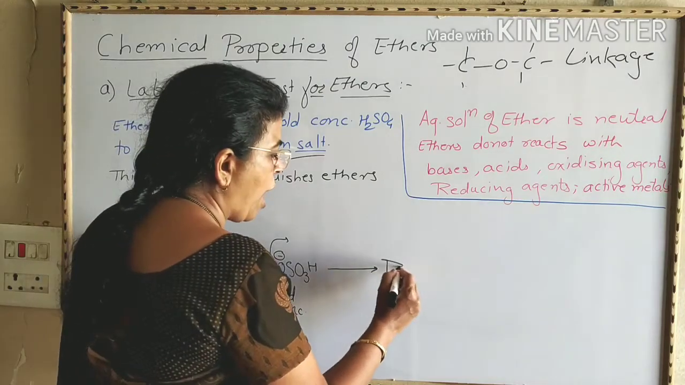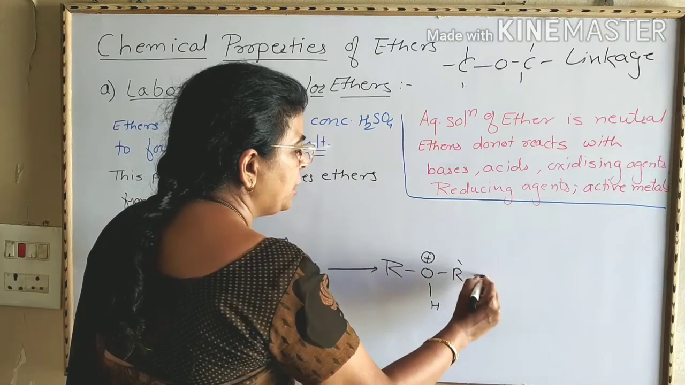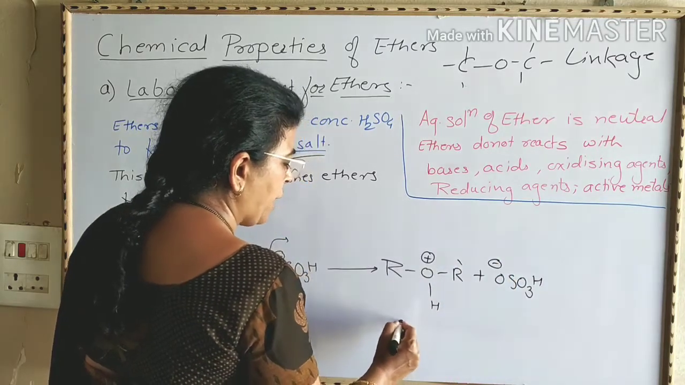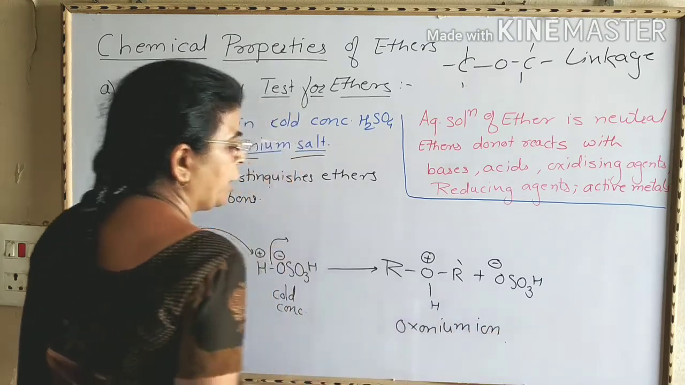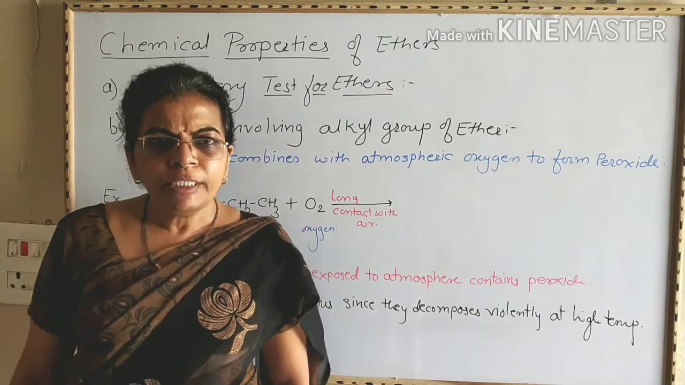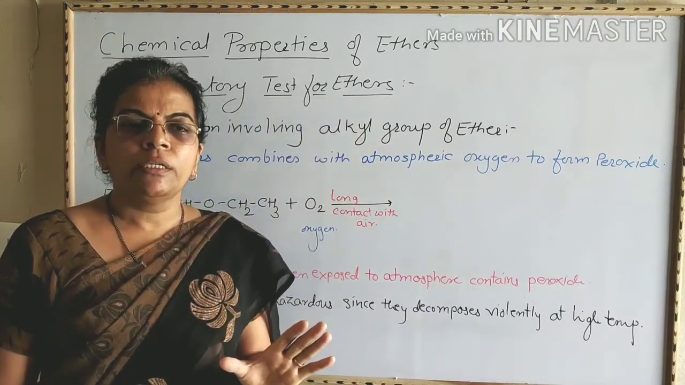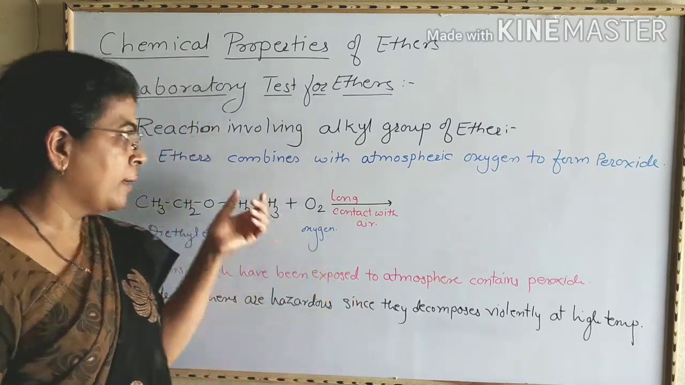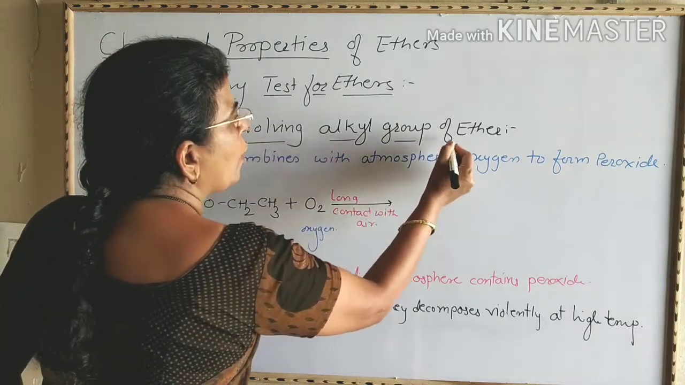Here formation of R-O+H-R' plus OSO3H- takes place. This is the oxonium ion. Here formation of oxonium ion or oxonium salt takes place. The first reaction we have seen is the laboratory test for ethers, in which ethers dissolve in cold and concentrated H2SO4 to form oxonium ion. Now we are going to see the second reaction, the reaction involving alkyl groups of ether.